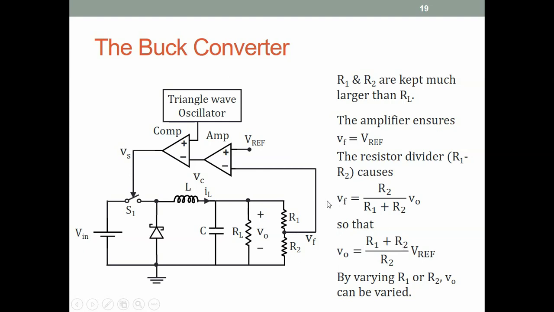So Vf is equal to Vref. Vf is also equal to R2 by R1 plus R2 times Vo. So this is equal to Vref, and so we get Vo equal to R1 plus R2 by R2 into Vref. So now if I want to change Vo rather than changing Vref, I can change R1 and or R2 and then we get different values of Vo. So this R1, R2 allow us to change Vo without changing Vref. We must make sure again, as I said, that R1, R2 are much larger than RL, so that neither do they consume power nor do they affect the operation of the rest of the circuit.